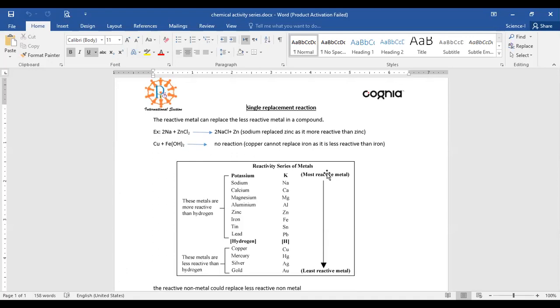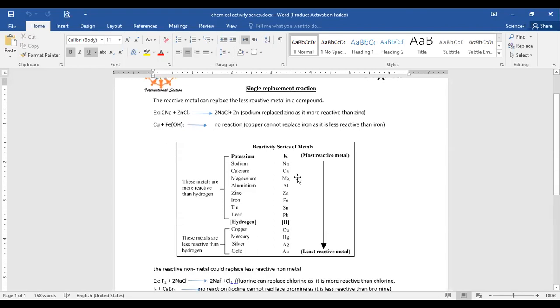So here, guys, single replacement reaction. We said in single replacement, the reactive metal can replace the less reactive metal in a compound. For example, sodium is more reactive than zinc, so it could replace the zinc, take its place and form sodium chloride, and the zinc is kicked out. While, for example, copper cannot replace the iron. In that case, no reaction will happen, because copper is less reactive than iron.